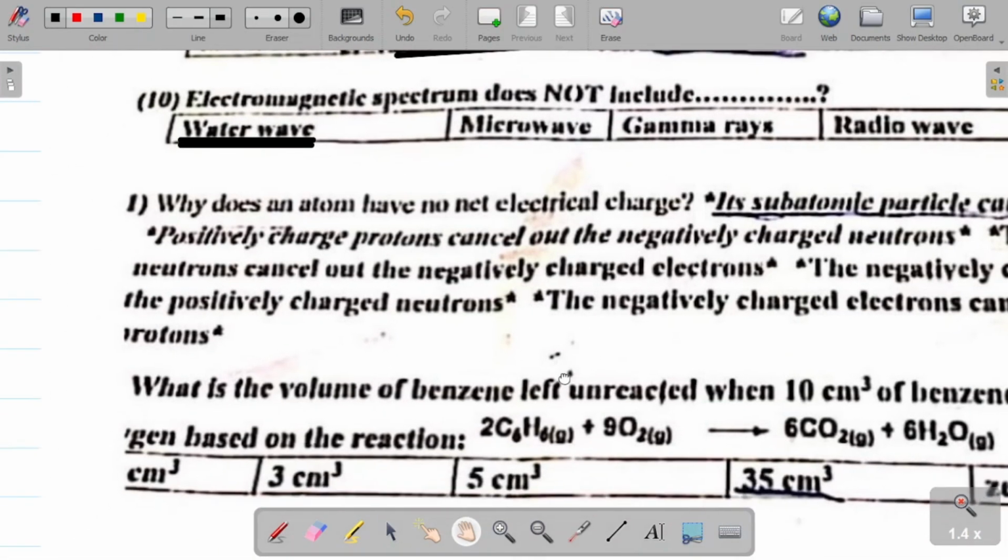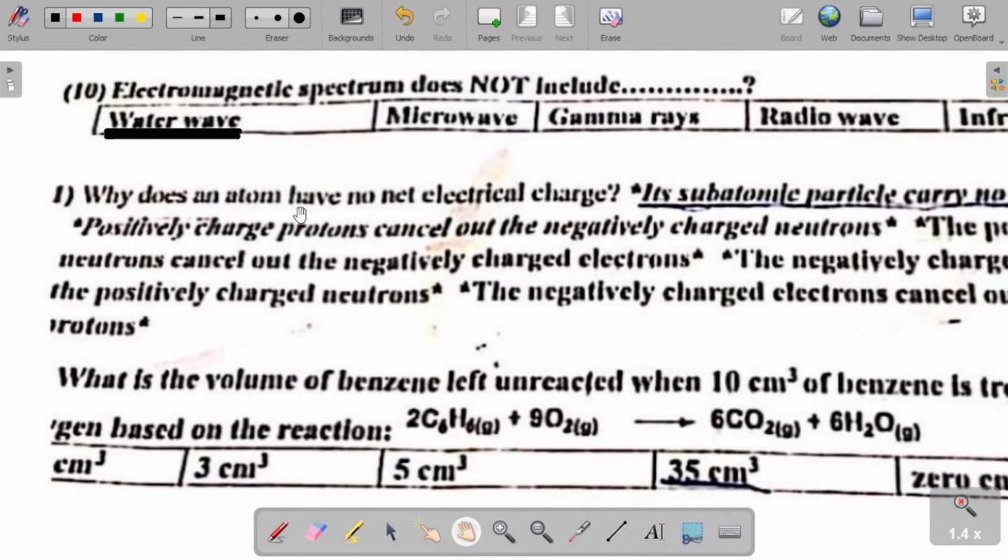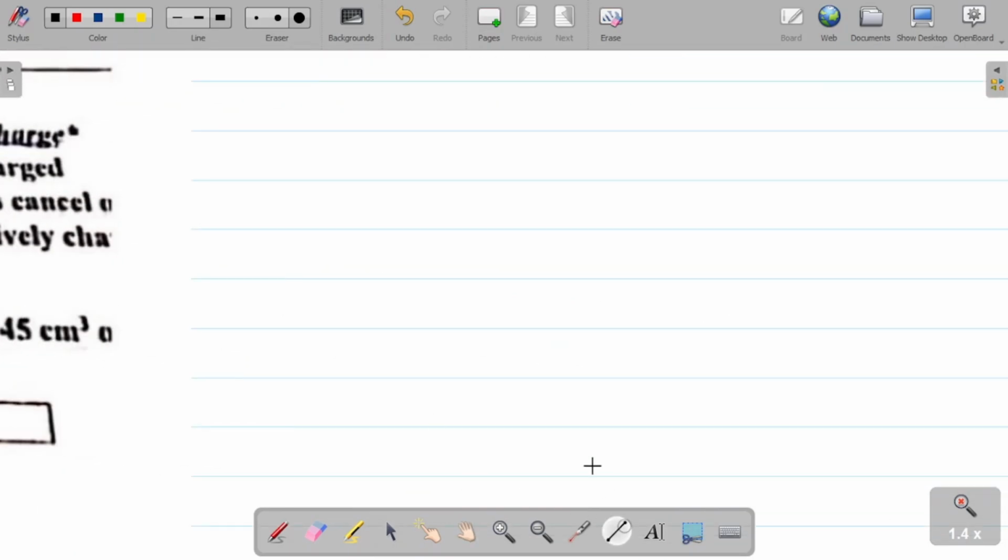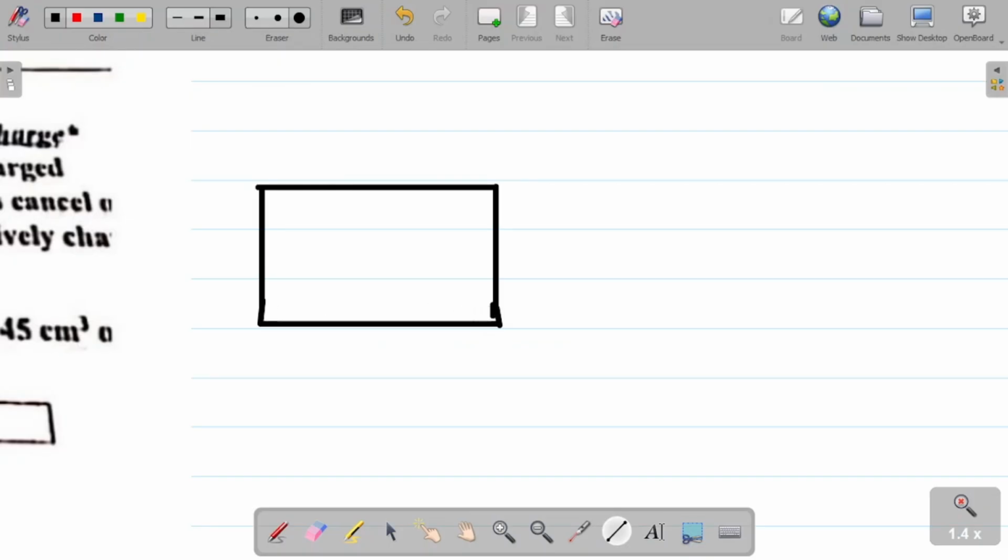All right, let's look at the next one there. Question 11. Why does an atom have no net charge? All right, why does an atom have no net charge? Let me illustrate that using this. So look at this one here. Let me tell you why an atom has no net charge. You have this one here. So this is my first. Let's call this an atom here.